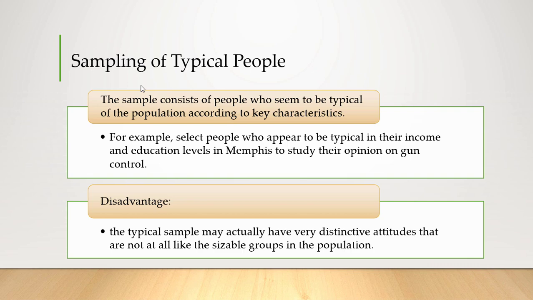The example I gave you here is about research on gun control. If the researchers believe that people's income and educational levels are the 2 characteristics that relate to their attitudes towards gun control, they would select a sample of participants who have income around the median range and use high school diploma as the average educational level. The problem with this approach is that those typical people may fail to represent the attitude of sizable groups in different sections of the population.